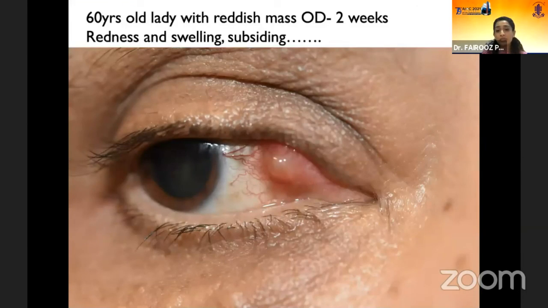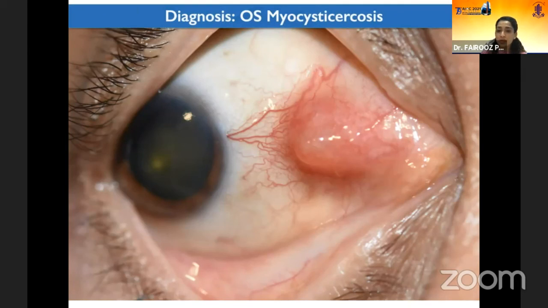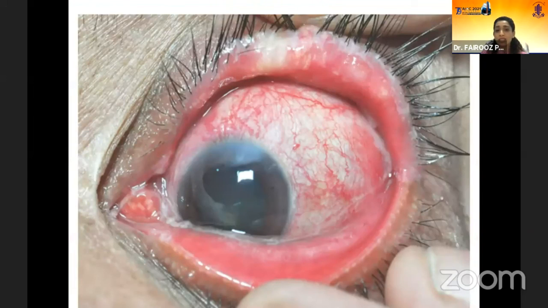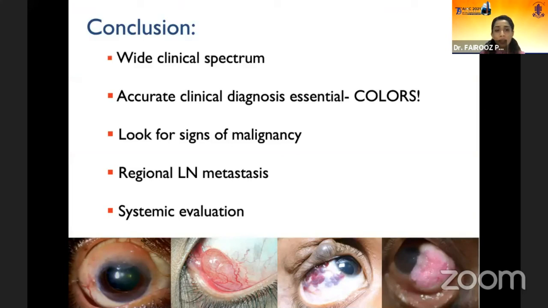A 60-year-old lady with a reddish mass, acute onset. She was posted for surgery suspecting lymphoma. It is cystic. We did an ultrasound. It came out to be a myocystic sarcosis. After treatment, it regressed. And this is a diffuse involvement of the conjunctiva. I have to mention this. This is an intraepithelial variant of sebaceous gland carcinoma, which you have to keep in mind. So it is a clinically wide spectrum of lesions, be it melanocytic or amelanocytic. Colors definitely help. And appropriate clinical diagnosis is very, very essential for further management.